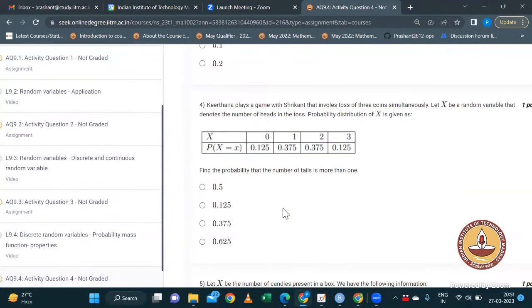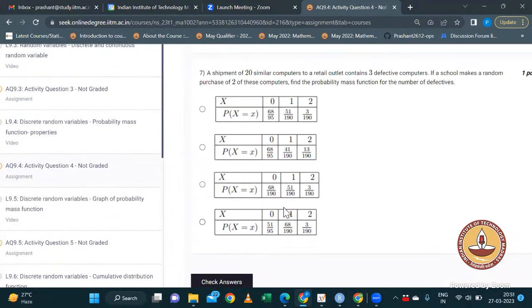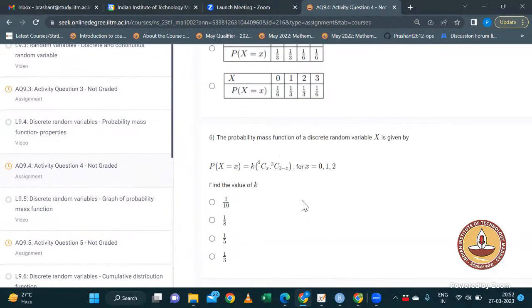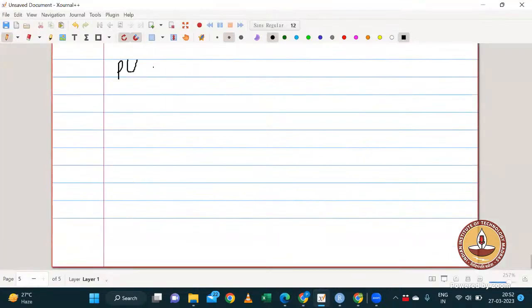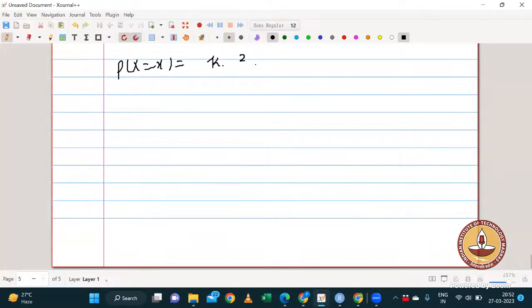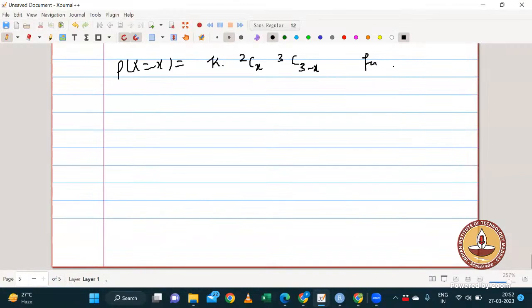Can we look at the sixth one, sir? Question 6. The probability mass function of a discrete random variable x is given by the probability of x equal to x is k times 2Cx times 3C(3 minus x) for x equal to 0, 1, 2. Since it's a PMF, we have to find the value of k, right?